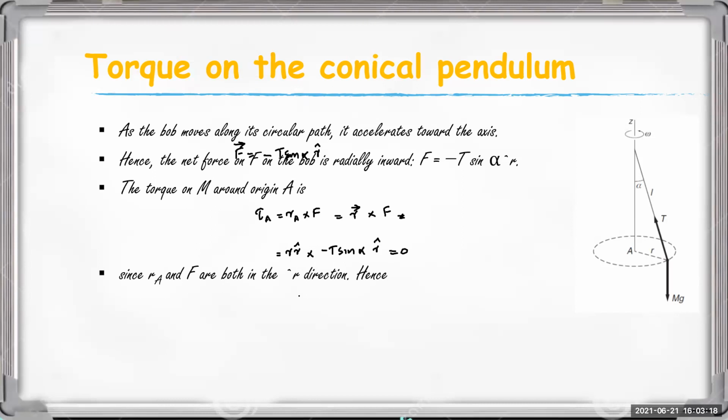Hence, d by dt of LA must be equal to 0. As tau A is equal to 0, dLA by dt must be equal to 0, or LA is a constant, or LA is equal to constant.